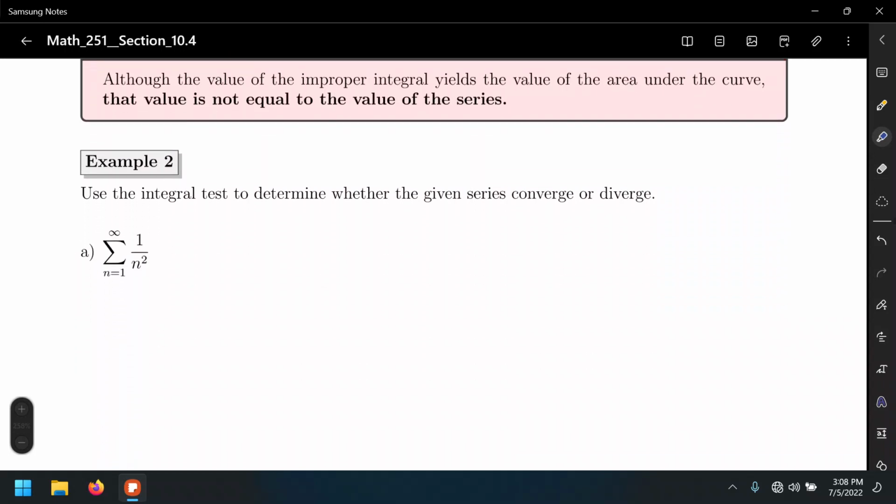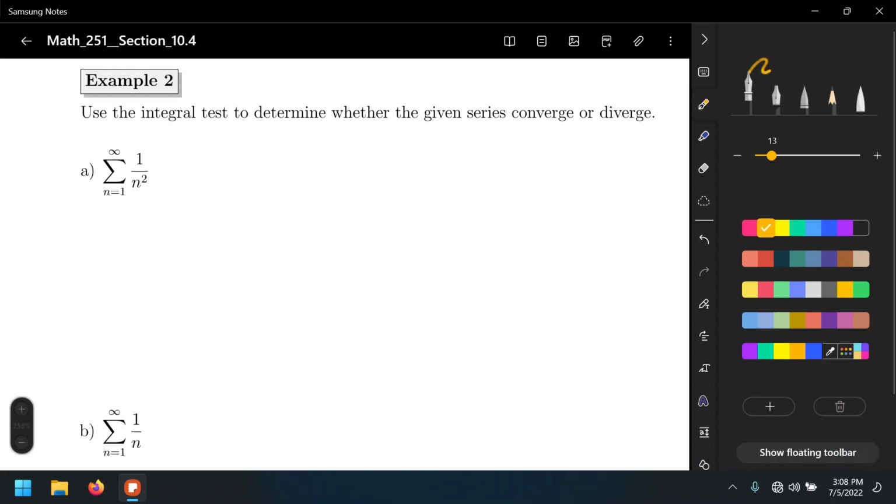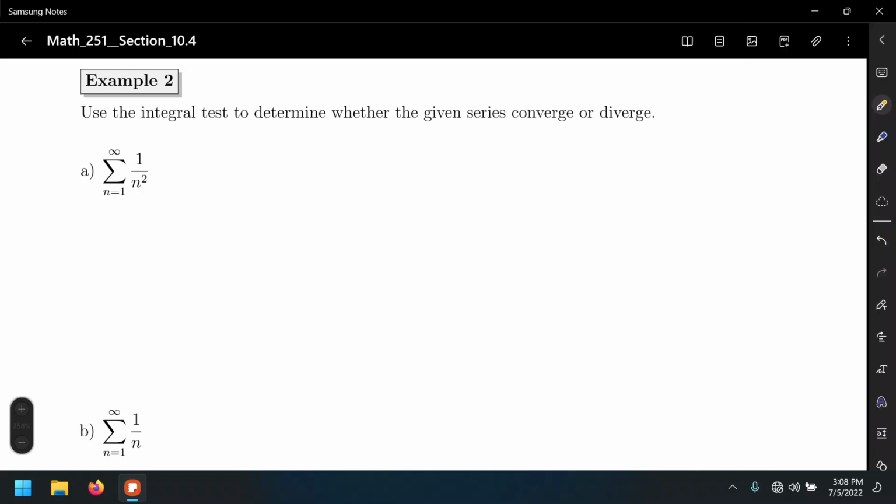Let's see. We use the integral test to determine whether the given series converges or diverges. Okay. So number one, before we write an integral, let's write the corresponding function of x. So this series can be represented by the function f of x equals 1 over x squared. So number one, or letter A rather, is this continuous on the given interval? Think of the denominator.